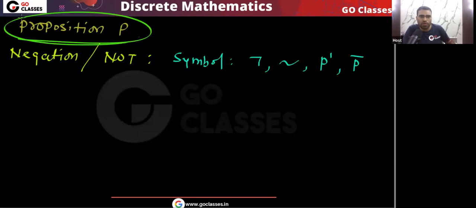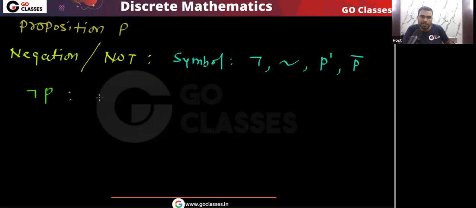So remember, if you have a proposition p, then what will the negation of p be? The negation of p will be: it is not the case that p. How to read this? This is very simple. You can read it like this: it is not the case that p. It is not the case.